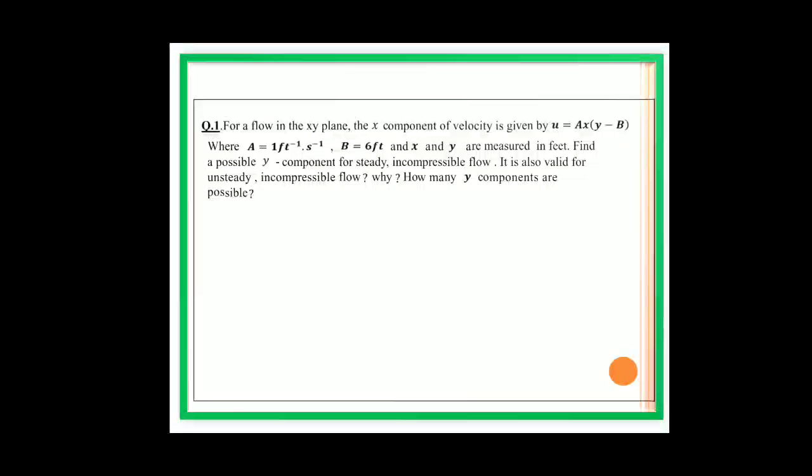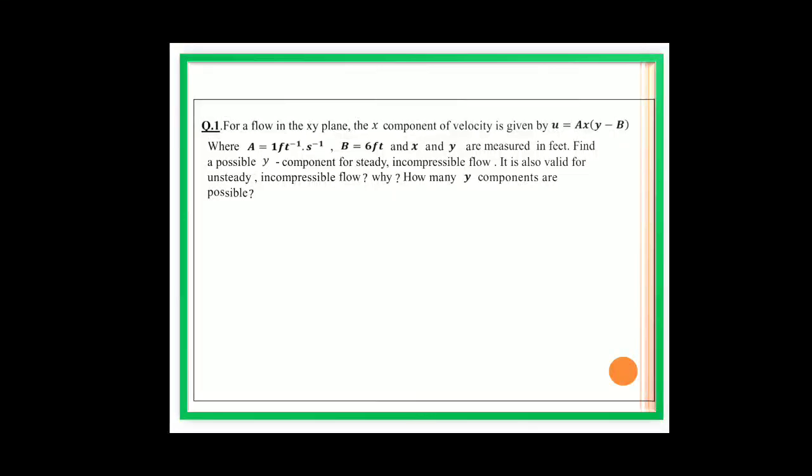Now coming up to question number 1. For a flow in the xy plane, the x component of velocity is given by u equal to ax into y minus b, where a equal to 2 feet inverse second inverse, b equal to 6 feet, and x and y are measured in feet. Find a possible y component for steady incompressible flow. Is it also valid for unsteady incompressible flow? Why? How many y components are possible?